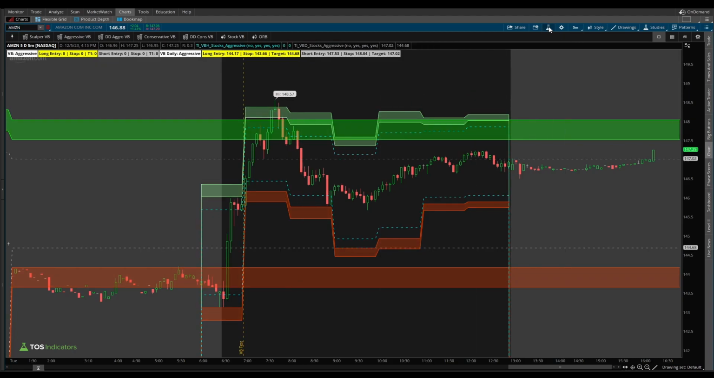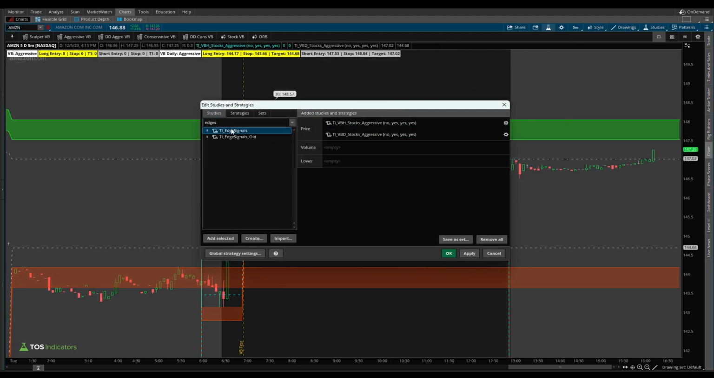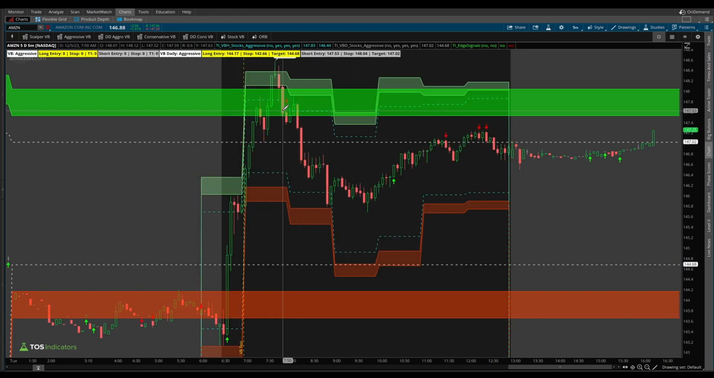Depending on what you like to use for your confirmation, I like to use the edge signal indicator. The edge signal indicator printed, then you had your 2-bar pullback before really seeing the pump come into gear. Or you can even use something like price action candles if you're good at reading things like that.